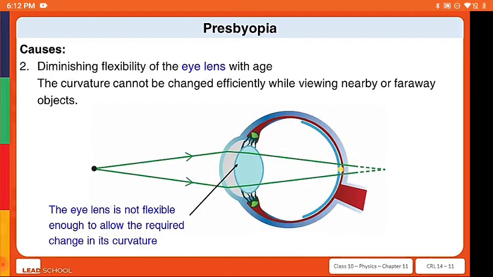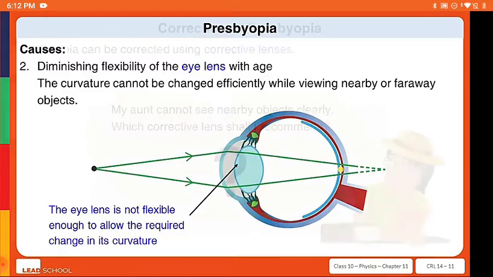Similarly, when the flexibility of the eye lens diminishes with age, its curvature cannot be changed efficiently while viewing nearby or far away objects, and the power of accommodation decreases.